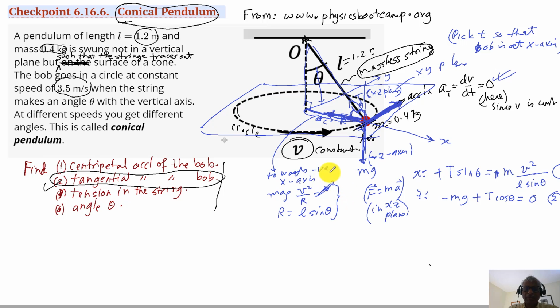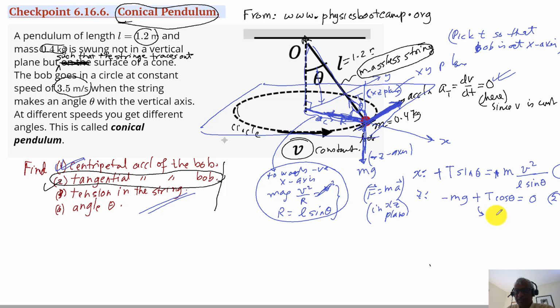Okay, so we already answered the centripetal acceleration. So these are two things that remain here, and from there we can actually figure out what the tension is and what theta has to be.